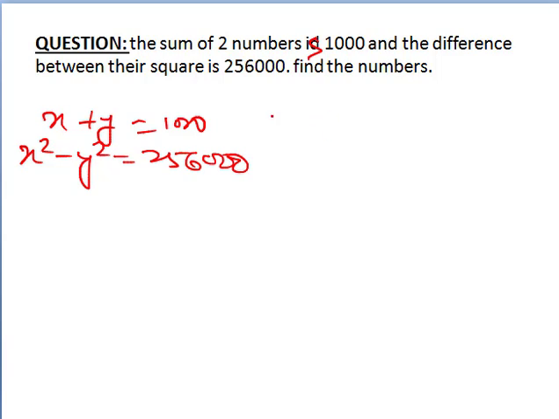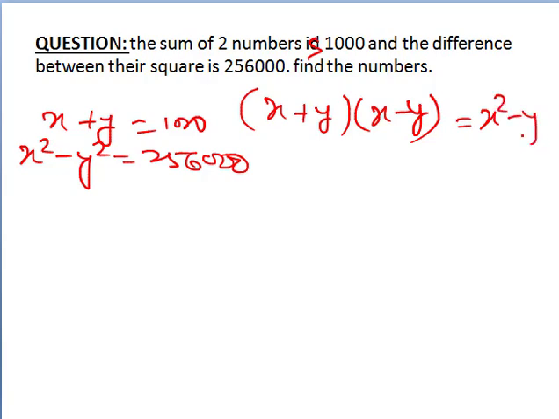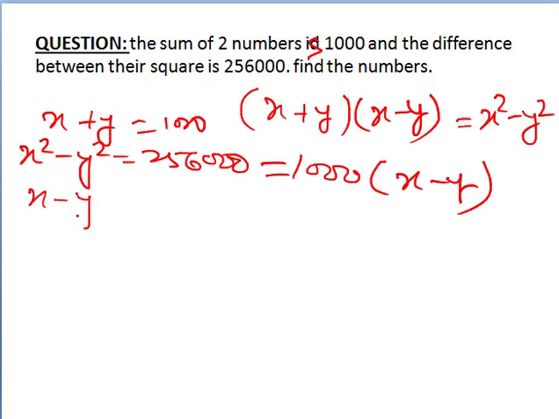So here we will use a concept, that is x plus y into x minus y. This is a formula, that implies x square minus y square. We'll use this formula and we'll get the answer very quickly. So as we know, this 256000 is equal to x plus y, that is 1000, into x minus y. So x minus y is equal to 256, because the 1000 and the 000 got cancelled.